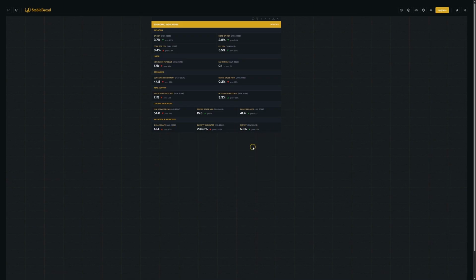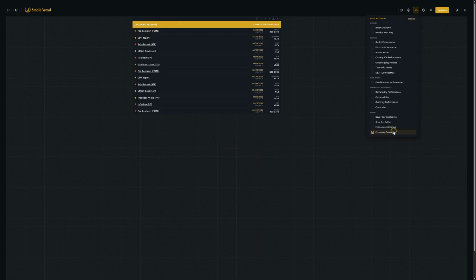So every card shows the latest reading and the date it came out, so you always know how fresh it is, and everything else you can read in the description if you wanted to learn more about what each indicator tells you. Then we have the economic calendar, which is self-explanatory. This is telling you what is coming out. So we have the next Fed decision, the GDP, the jobs report, inflation. It's all dated in terms of when exactly it is expected to be reported.